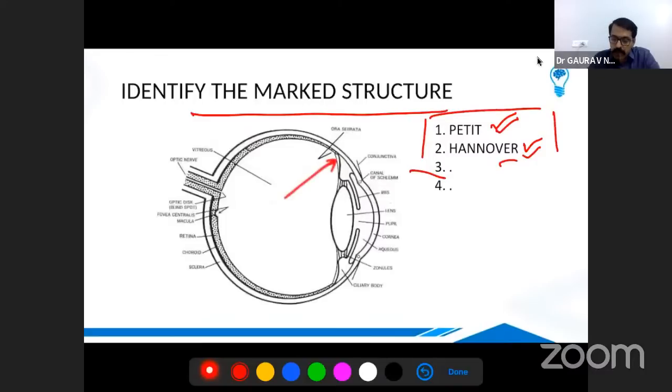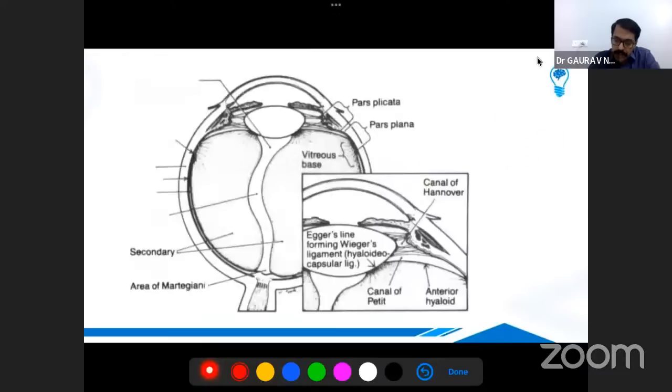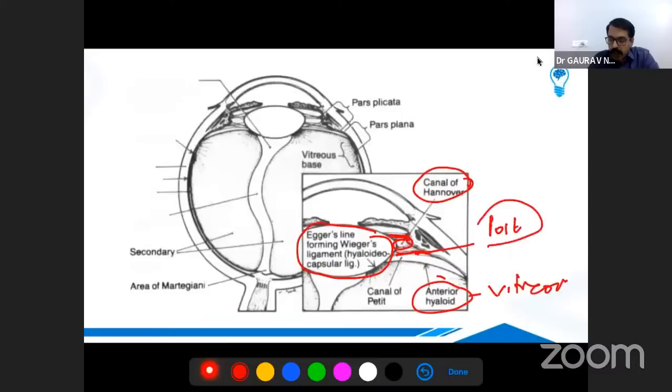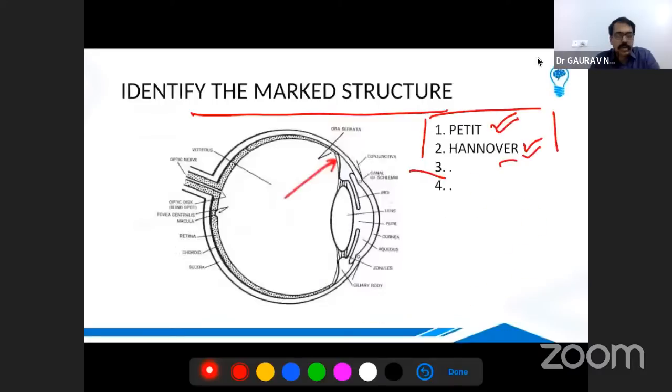So there are two types of canals. See, if this is the lens, the space here is called the canal of Hanover. It is between the anterior suspensory ligaments and the posterior suspensory ligaments. The space between them is called the canal of Hanover. And the space between the posterior suspensory ligaments and the anterior hyaloid, the hyaloid is the vitreous, between the vitreous and these posterior suspensory ligaments is the canal of Petit. So there are these two canals. These are anatomical spaces. So the answer was Petit's canal.